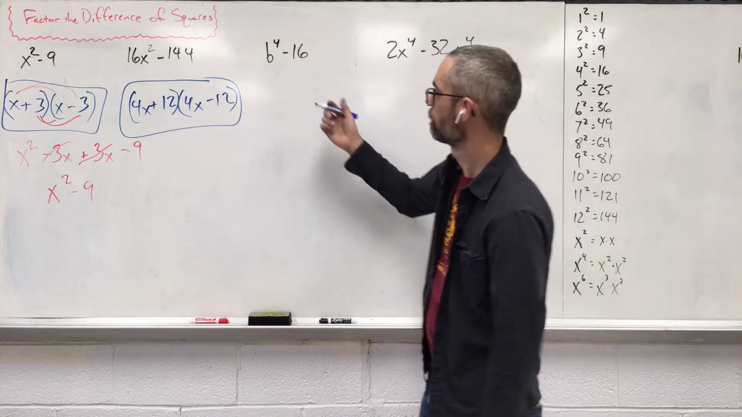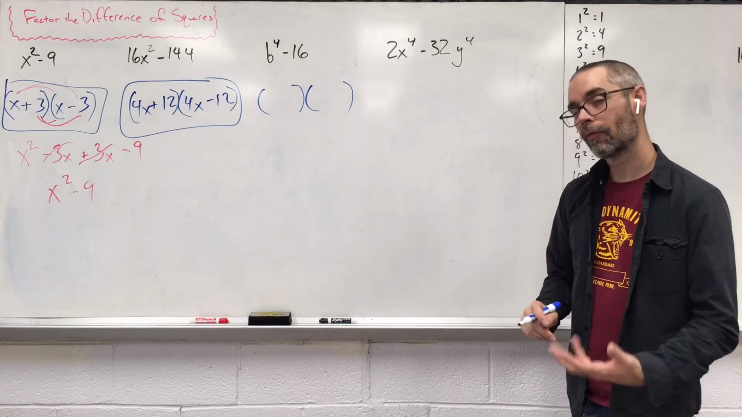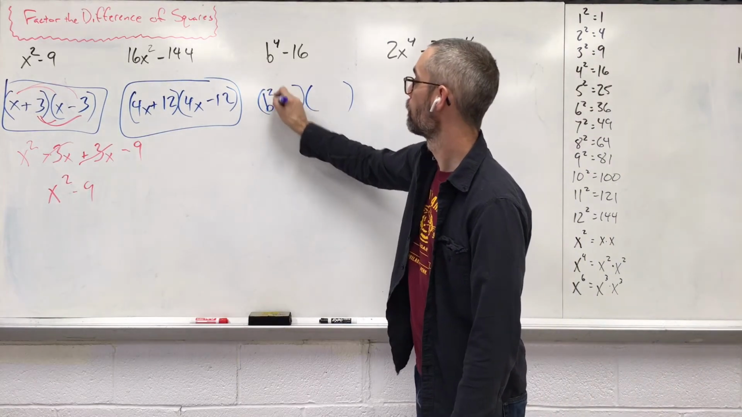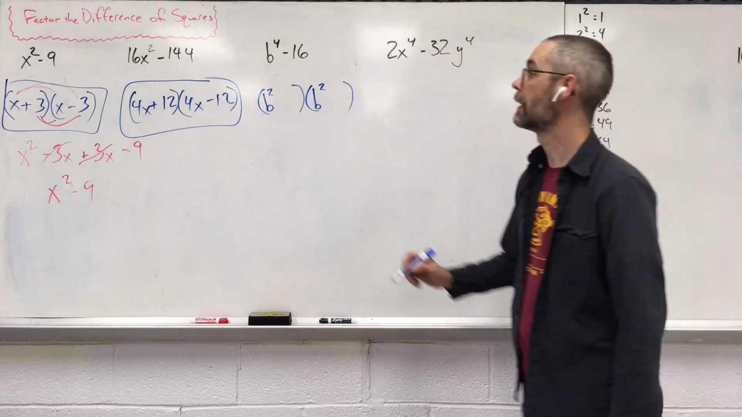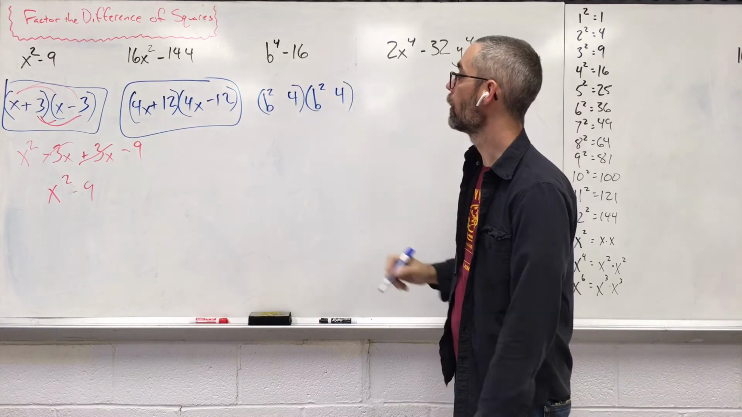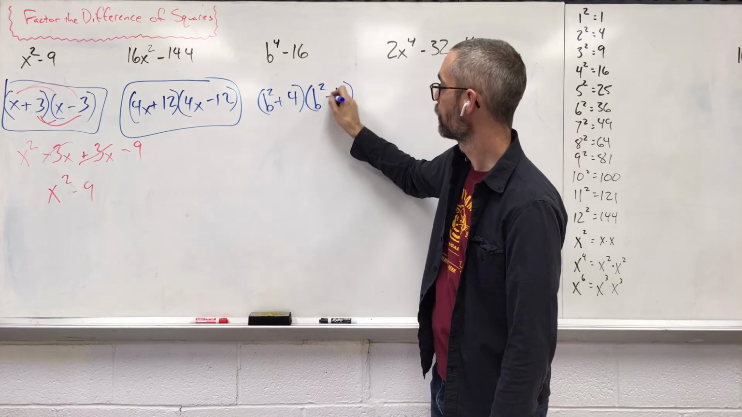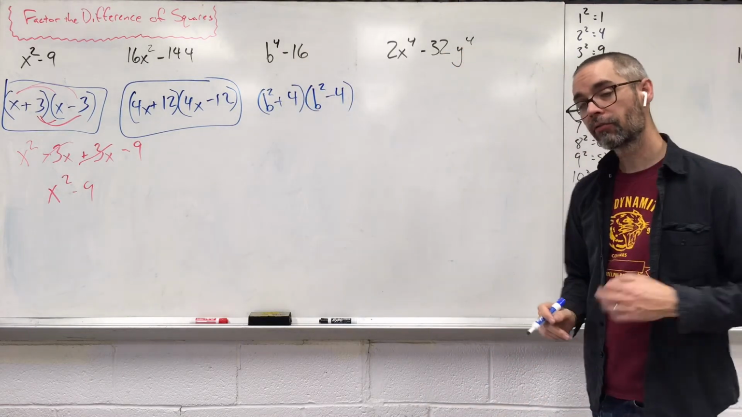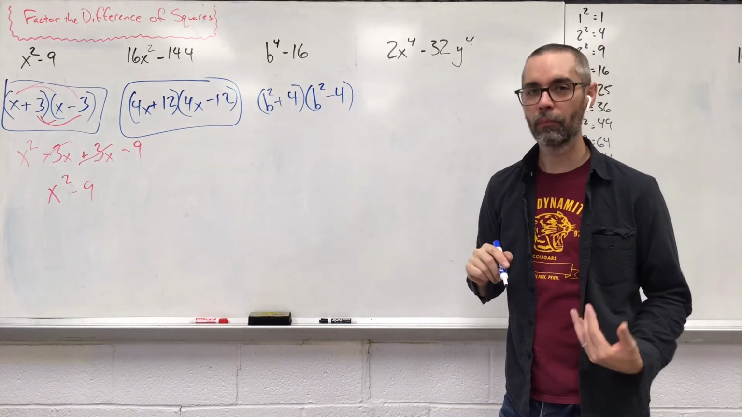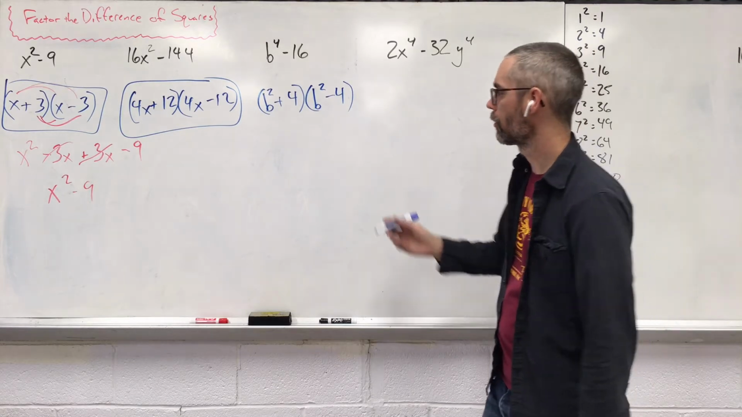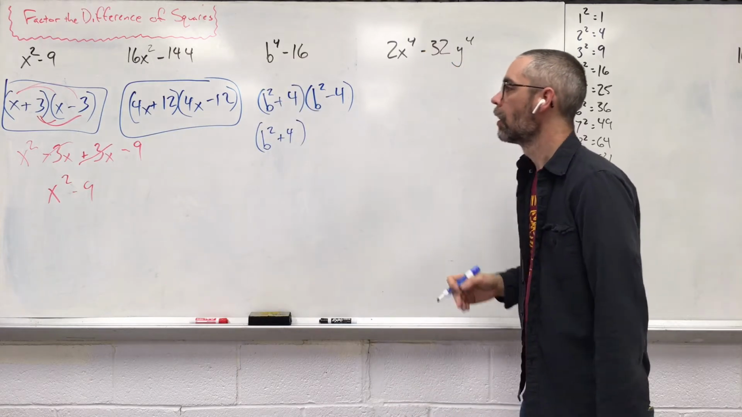Let's do it one more time. What times itself gives you b to the fourth? Well, in this case, b squared and b squared. What times itself gives you 16? 4 and 4. And because it's the difference of squares, we have a plus and a minus. There is a reason why I like to do the plus first and then the minus: sometimes I can keep simplifying, and I just like the way it looks when I rewrite things underneath.